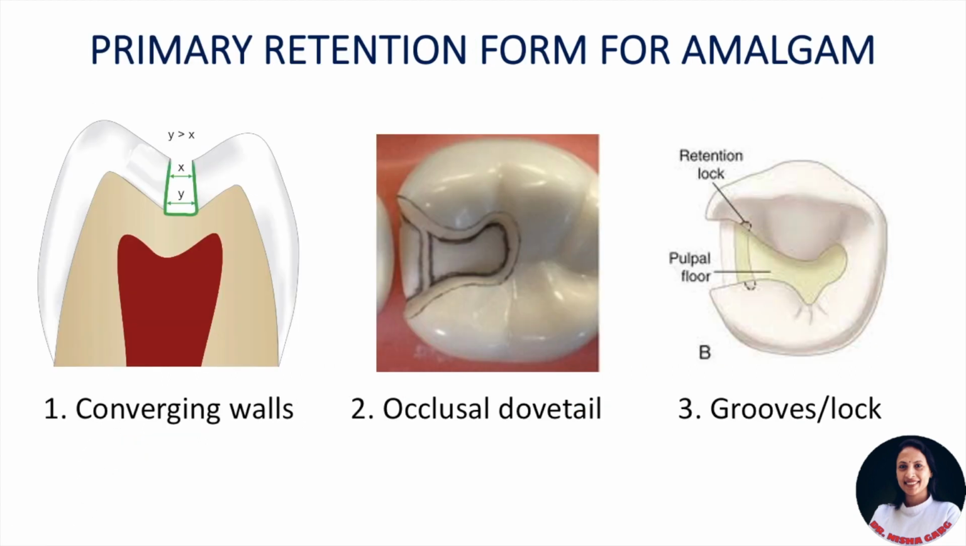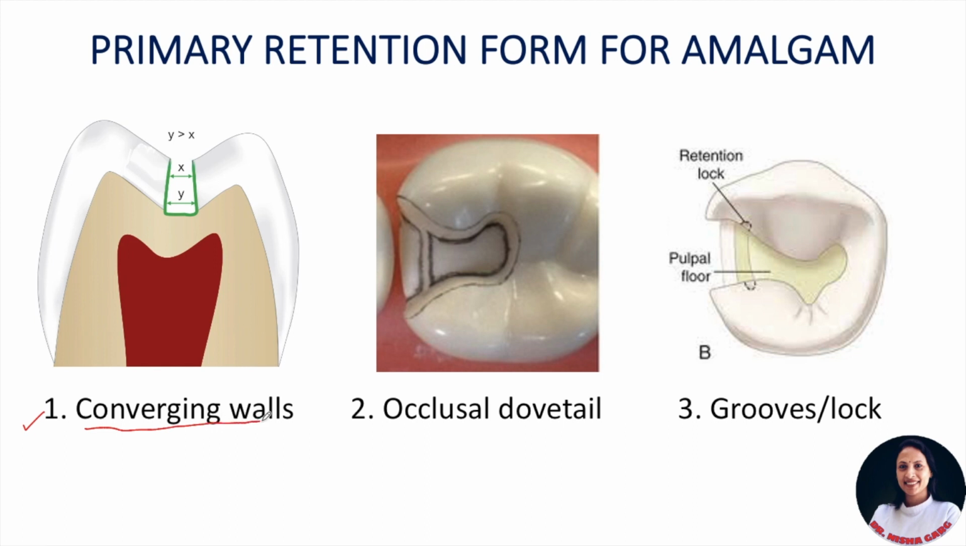Now we'll check the features which we need to incorporate in the tooth preparation design so as to make a material retentive. First of all, we'll see the primary retention form for amalgam. See, we know amalgam doesn't bond chemically or micromechanically to the tooth structure. Its retention in the prepared tooth basically depends only on the cavity design. So, the first feature of primary retention form for amalgam is converging the preparation walls occlusally.